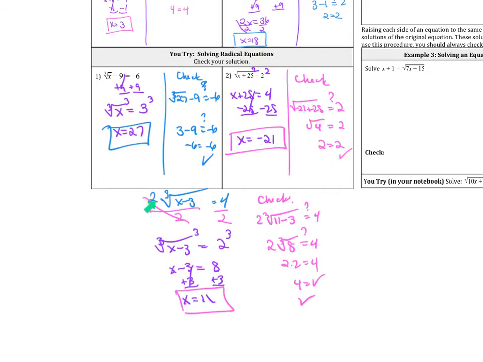Then for the last one, you divide by 2 first. So you get cube root of x minus 3 equals 2. And then you cube both sides. And you find that x minus 3 equals 8. And you find that x equals 11. Then you double check, and that is true. 4 equals 4, so that is correct.